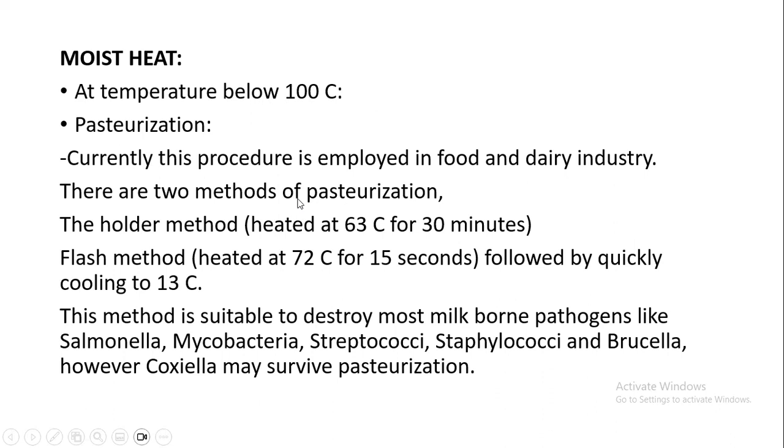This is commonly used in the food and dairy industry. In case of, for example, milk, two different methods for pasteurization are commonly used. Either you heat your food products at 63 degrees Celsius for 30 minutes, or the other method is known as the flash method, where you heat at a slightly higher temperature, 72 degrees Celsius, for 15 seconds, and then they are quickly cooled.